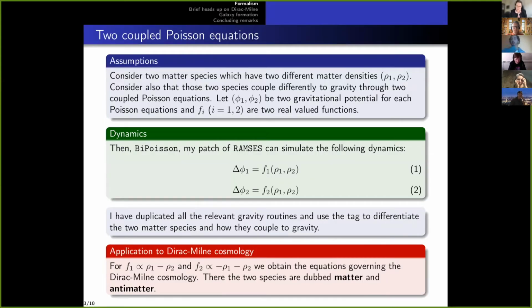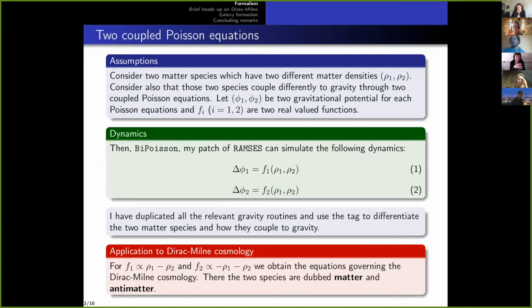So I doubled all the Ramses gravity routines, so the gravitational potential, and I assume there are two matter species. So I use this tag implemented in Ramses, and I try to look at the equations I wrote down, 1 and 2, with F1 and F2 remaining to be what you would like to put. So you have to choose some specific example. Hopefully, if you know some other gravitational setting, I'm happy to apply my patch to it. But in the general case, I guess it's possible to do that.